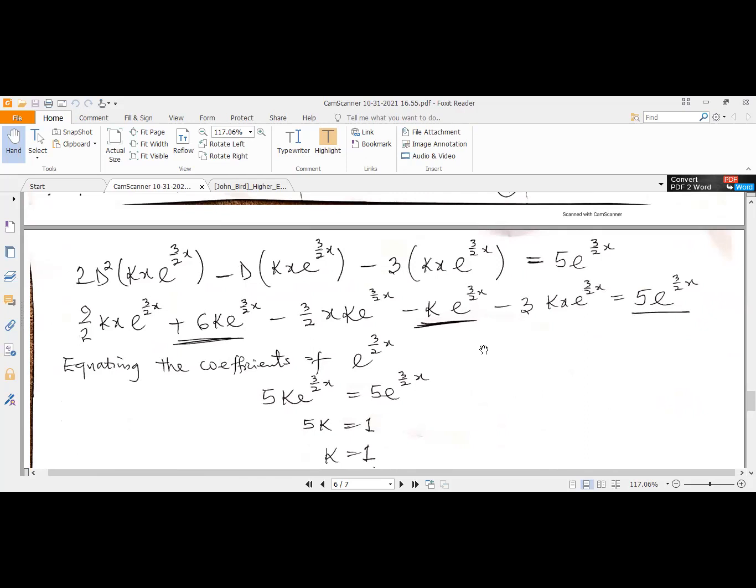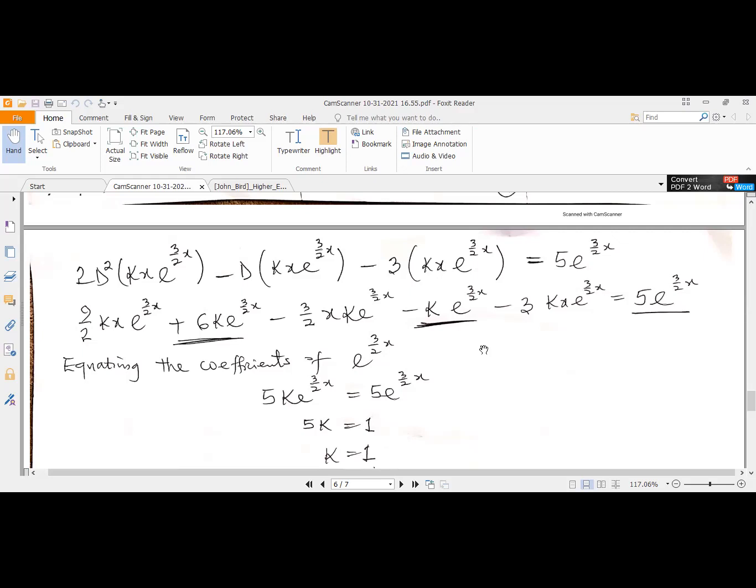So now we are going to compare the coefficients. If you look at it, the first one is 9 over 2k multiplied by x. We cannot take that one because x is already there. Look at the second one, 6k exponential 3 over 2x. We are going to use that one because x is not there. Look at the third one, minus 3 over 2x, k exponential 3 over 2x. We are not going to pick that because x is there. Look at the fourth one, minus k exponential 3 over 2x. We are going to pick it. Now look at the next one, kx.